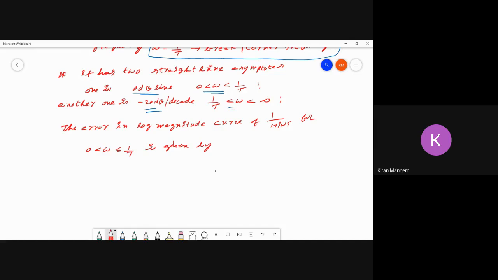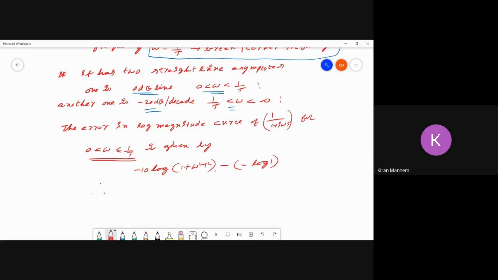So what's the original value? Original magnitude is minus 10 log of 1 plus omega square t square. So this is your original magnitude of 1 by 1 plus j omega t, isn't it? What's the approximated one for this range, that is omega much less than 1 by t, low frequencies? The magnitude is minus log 1, isn't it? So this is your error in the magnitude plot.